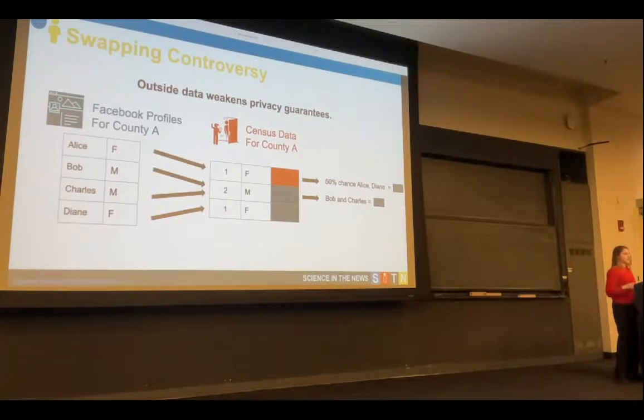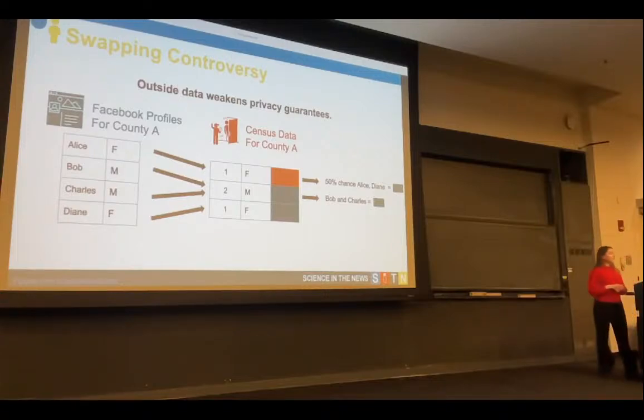And all of this accessible outside data weakens privacy guarantees because it allows for linking identities to public data, so re-identifying people from data. For example, we can say we're a company like Facebook or a data brokerage firm like Equifax, and we have all of this data on the left here from people's Facebook profiles. So we have all the data about people in County A.